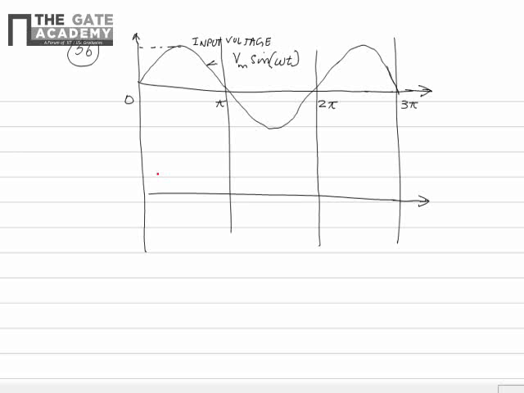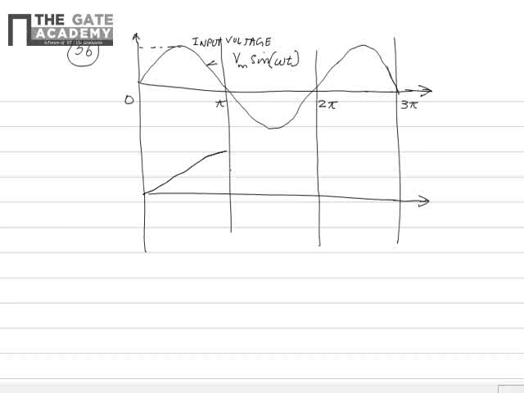Question number 36. A sinusoidal voltage is applied to a pure inductor and we are asked to find out the waveform of the current. Now we have this voltage waveform V equal to Vm sin omega t applied to a pure inductor. So from 0 to pi, the current in the inductor will be increasing, and at pi the current is maximum. And what happens at pi?